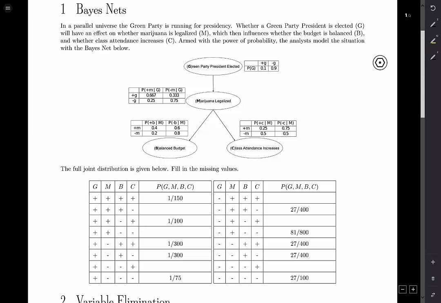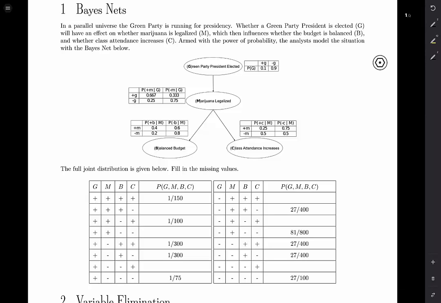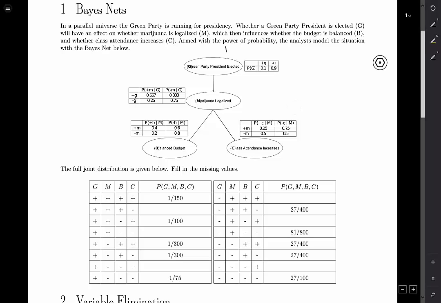So for this problem, what we're going to have to do is multiply. The full joint probability is represented by multiplying the local conditional probabilities. So what we have is the probability of G, M, B, C equals the probability of G times the probability of M given G times the probability of B given M times the probability of C given M. So that's how we're actually going to calculate all these values.